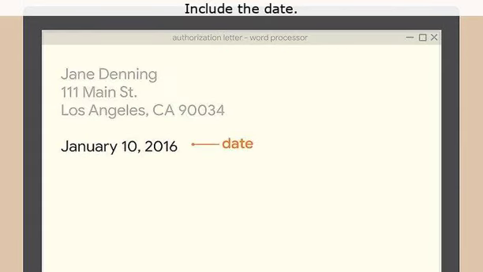Step 2. Include the date. After your name and address, skip one line and place the current date on the next line. Write out the full date, such as February 2, 2015. For example, do not abbreviate the date.